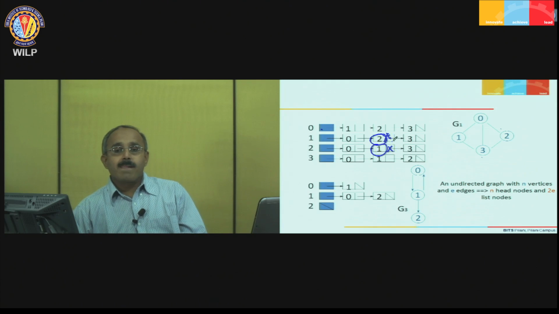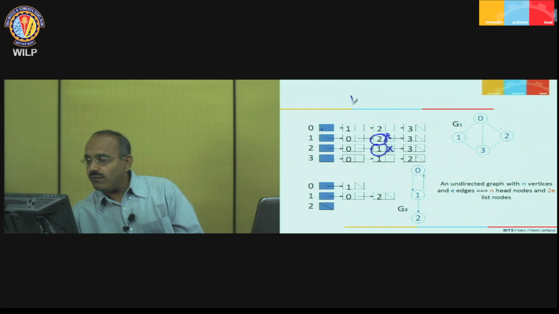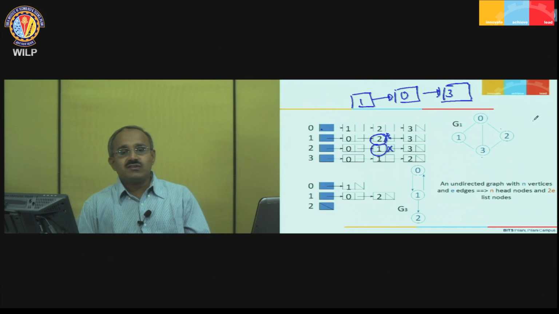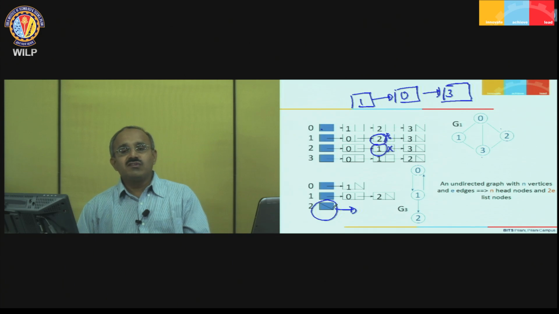So, in the linked list which is at 1, we will have only entries 0 and 3, and at 2 there will be entries only 3 and 0. So, this is called an adjacency list representation. In this graph 2 is not adjacent to anything. So, you have a null list here, or this list is going to be empty.